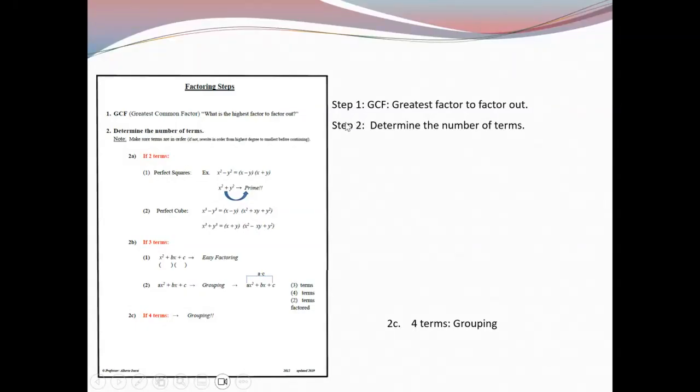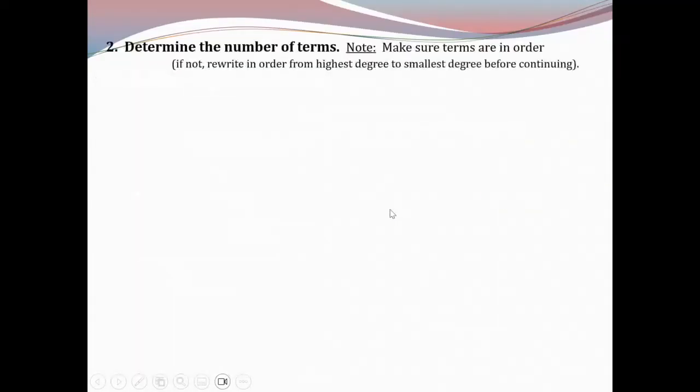Now let's continue. I've done step 1, I've done step 2, and I've done step 2C. Now let's do 2A, if 2 terms. If 2 terms, it can be either perfect squares. If you notice, only when it's minus, you'll be able to do x minus y and x plus y. If it's plus, it's going to be prime, which means it cannot be factored. So let's do these type of examples now.